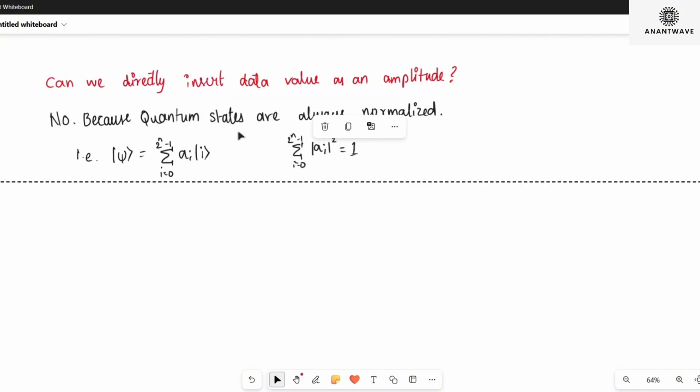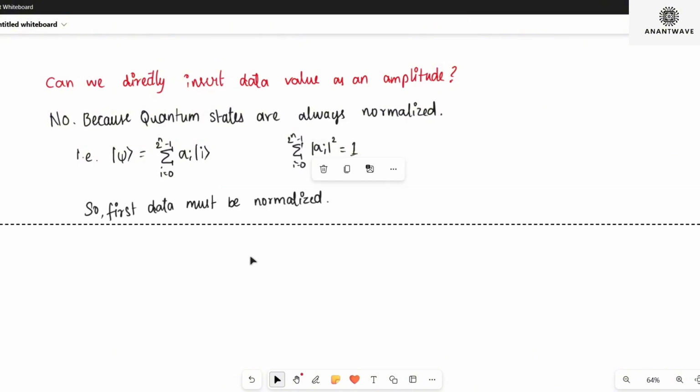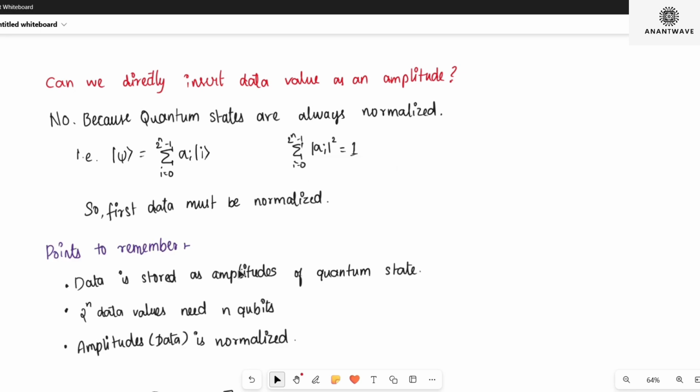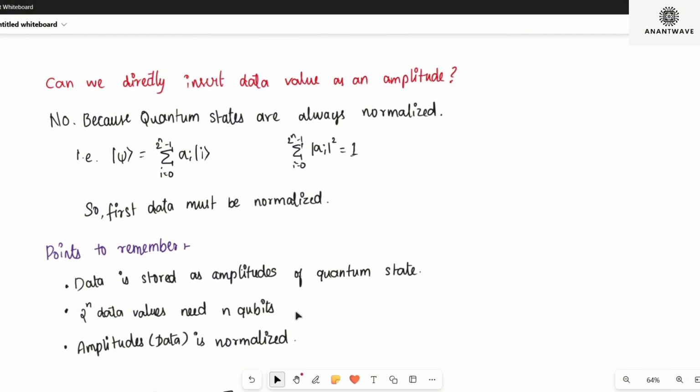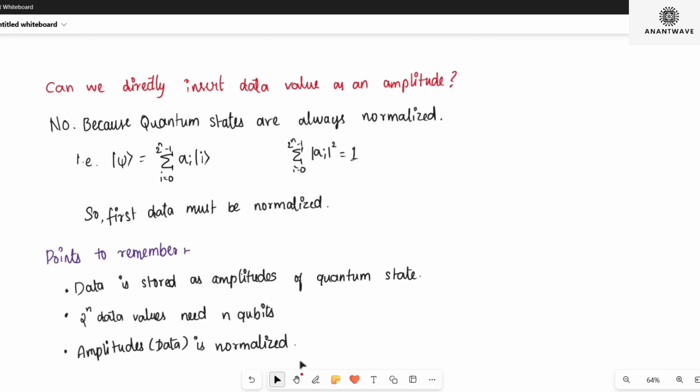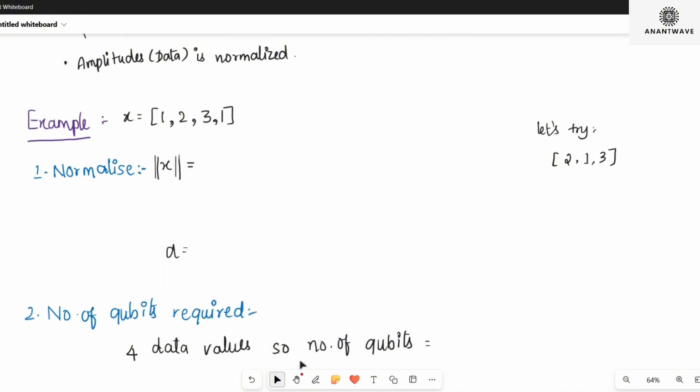No, because quantum states are always normalized. That is, if we are representing a quantum state like this, we know that the sum of squares of amplitudes is always 1. So the data also must be normalized. So what are the points to remember from here? Data is stored as amplitudes of a quantum state. For 2 power n data values, we need n qubits. Amplitude of data is always normalized. This is amplitude encoding. Now let's see an example.